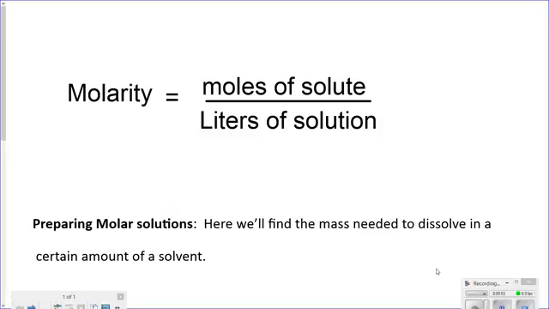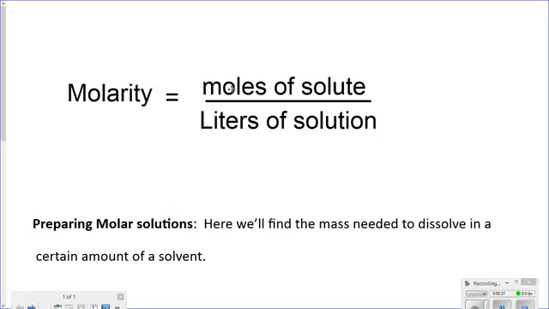Hello. Today we're going to prepare molar solutions. We base this question on the equation of molarity. For example, molarity equals moles of solute over liters of the solution. But preparing a molar solution simply means that I want to find the mass needed to make a certain molarity in a solution.